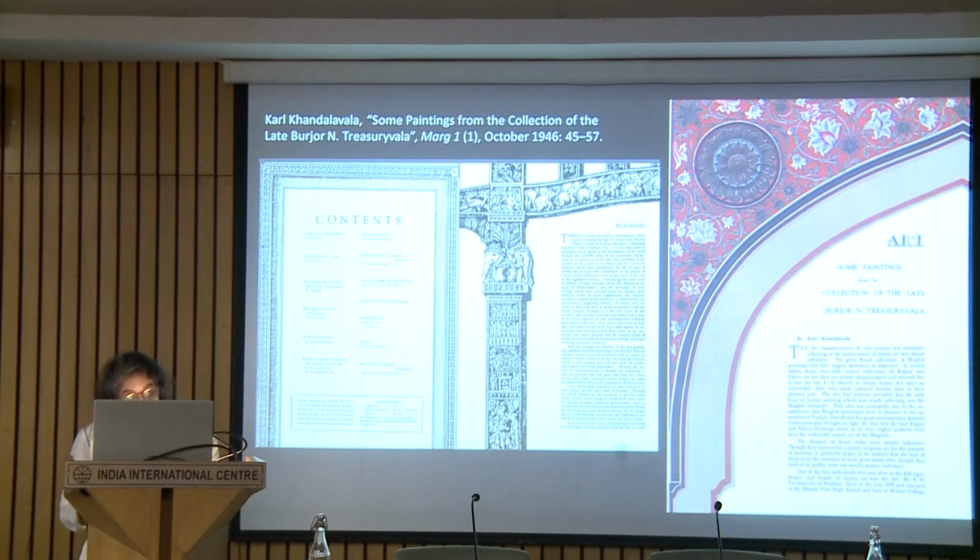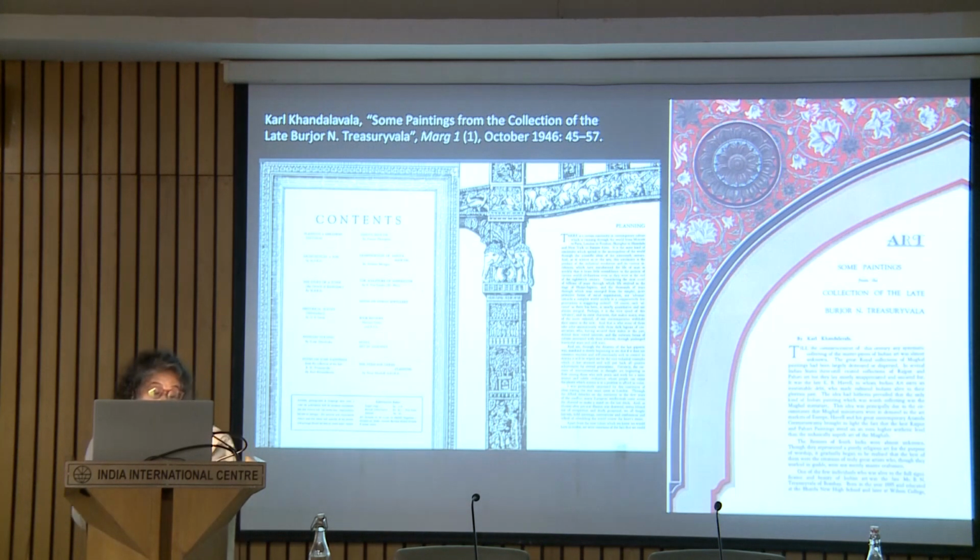The inaugural issue significantly included the lawyer, collector, scholar Karl Khandalwala's article on paintings in the collection of a recently deceased Parsi businessman, Bourgeois and Treasurywala. Khandalwala contextualized paintings from the Pahadi and Rajasthani regions in terms of their place and date of production and subject matter in his article. But his objectives were more than academic. He closed the article with a plea that the nation acquire the Treasurywala collection, lest the masterpieces go to foreign museums just because we are too immersed in politics, close quote.